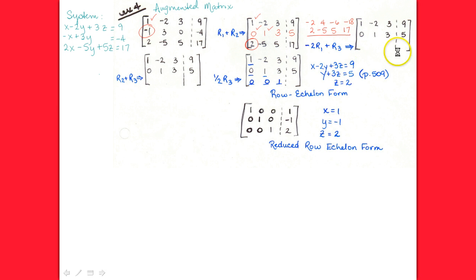So I can go through then and say, okay, negative 2 and 2 is 0. 4 and negative 5 is negative 1. Negative 6 and 5 is negative 1. And negative 18 and 17 is negative 1.